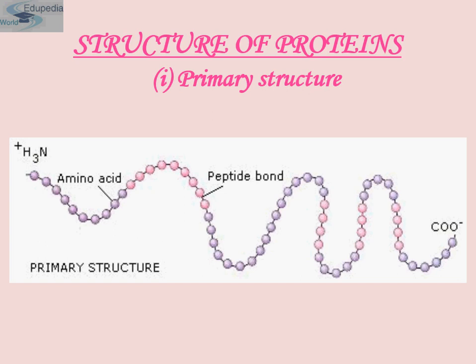A protein is imagined as a line in primary structure. The left end is represented by the first amino acid, and the right end is represented by the last amino acid. The first amino acid is called the N-terminal amino acid. The last amino acid is called the C-terminal amino acid. A protein thread does not exist throughout as an extended rigid rod. The thread is folded in the form of a helix. You can say it's similar to a revolving staircase.